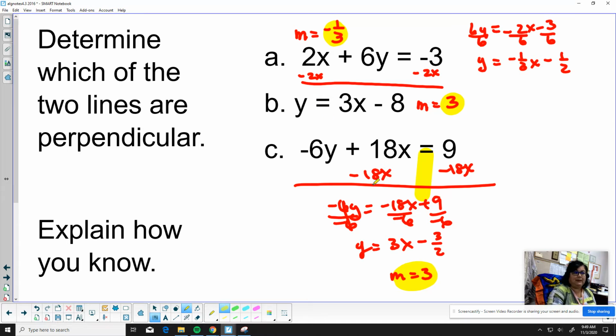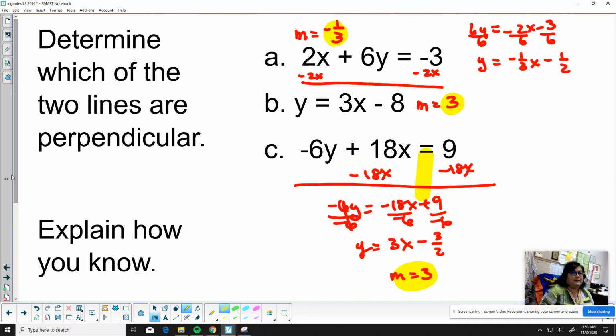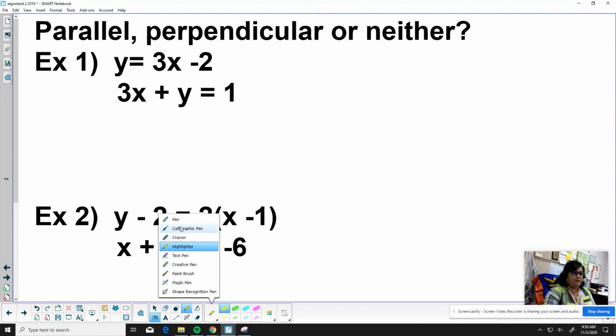So it looks like B and C would be parallel because they're exactly the same slope. And A is perpendicular to both B and C. So I can figure out whether they're parallel or perpendicular based on their slopes. All right, so parallel, perpendicular, or neither. So it's one of the three.